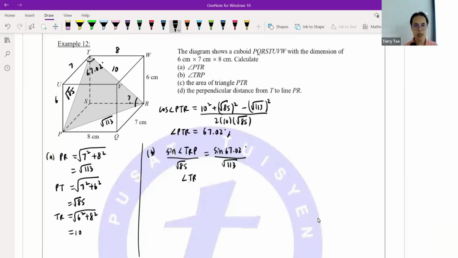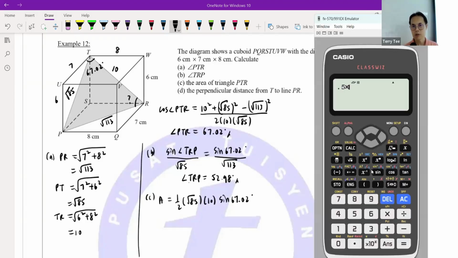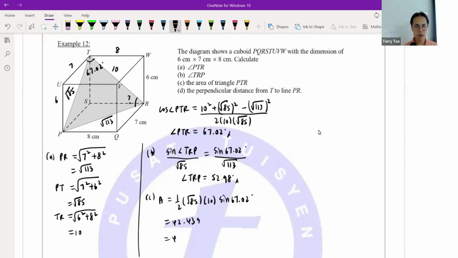Angle TRP is 52.98. Once you got this, next, how do you find the area of triangle PTR? For the area of triangle, we just use half ab sine C. It's easier. a and b will be square root 85 and 10, sine 67.02. Use your calculator. Half times square root 85 times 10 times sine 67.02. Whatever we get here, 42.439. You round off to 42.44.